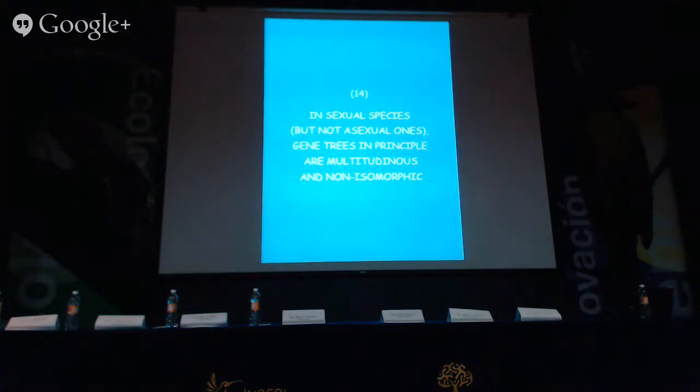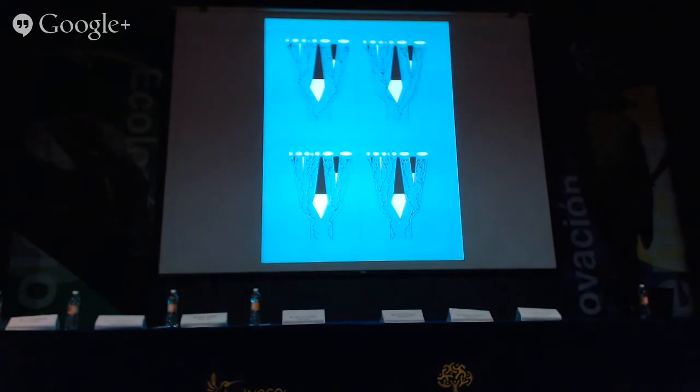So that leads me to point number 14, which is that in sexual species, but not in asexual ones, gene trees in principle are multitudinous and non-isomorphic. That is, they're not the same from one to the next. The only exception to that would be for asexual species. In any species that is truly asexual, all of the gene trees should be concordant because they will have the same history of transmission through the organismal pedigree.